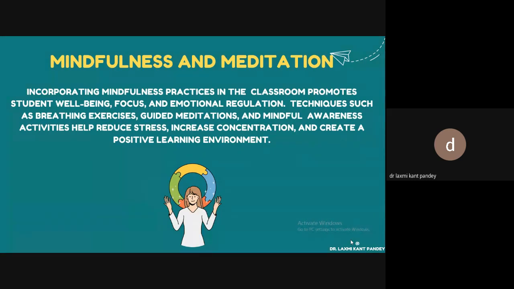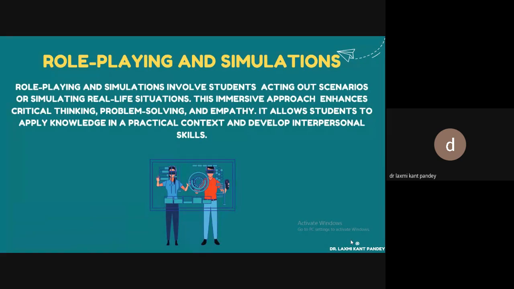Next, role playing and simulation. This is also a good method you can use. It is normally used for the arts students. So role playing and simulations can also be some kind of drama, something like that. You can use it to give information in an effective manner by using role playing and simulation.